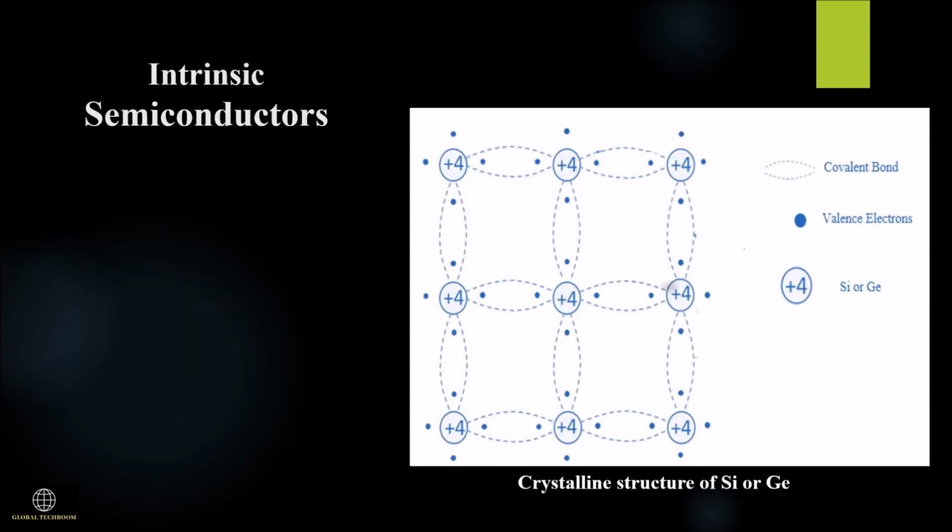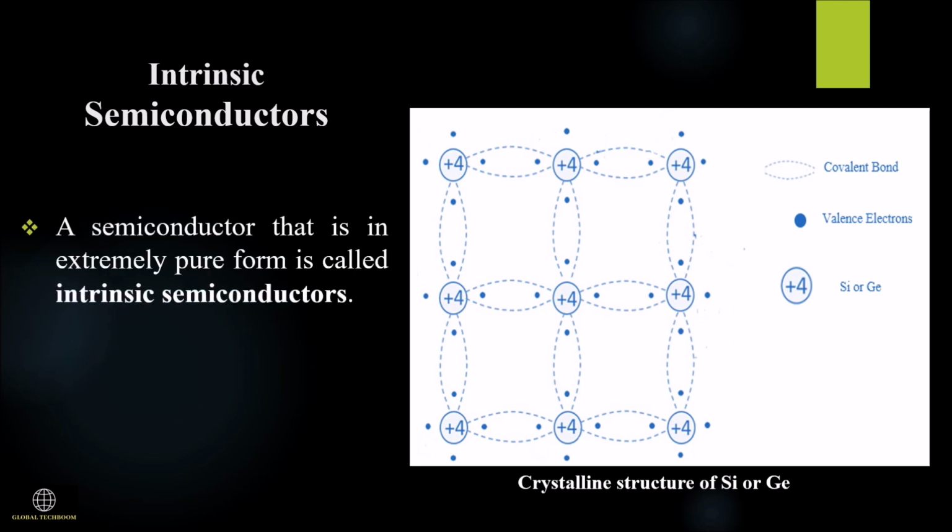Intrinsic semiconductors. A semiconductor that is in extremely pure form is called an intrinsic semiconductor. Examples are silicon and germanium. Both are tetravalent, that is, they have 4 valence electrons. Each atom creates a covalent bond with the electrons of the neighboring atoms. The outermost shell has valence electrons which are loosely attached to the nucleus.